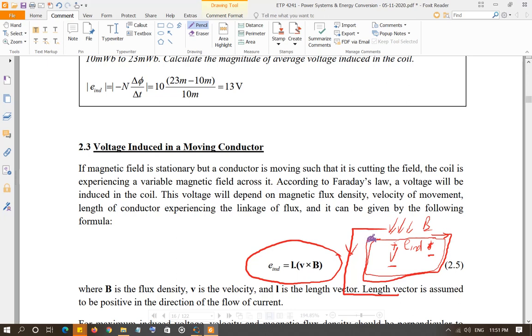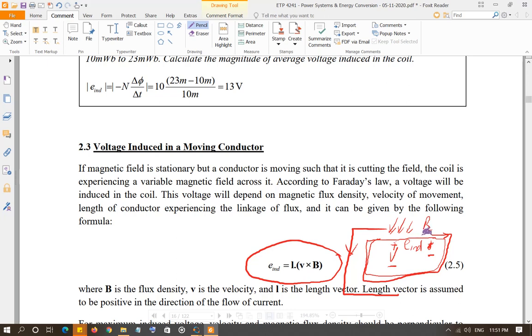Just choose one direction. So if I choose that it is going to flow in the positive y direction, that is the positive j vector, I'm going to take that as the length vector. If length is 10 meter, let's say, I'm going to take the length vector as 10j, as simple as that. And then I'm going to put in the velocity, which is a vector, and the flux density, which is a vector. I'm going to solve this equation.